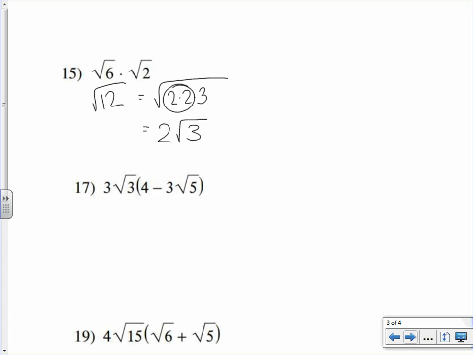Hopefully nobody had a panic attack for number 17 because you're just going to distribute. We have something outside of parentheses, so we have to distribute it to what's inside the parentheses. When I distribute it to the first term, I'm going to do 3 times 4. That gives me 12. And then I still have this square root of 3 right there.